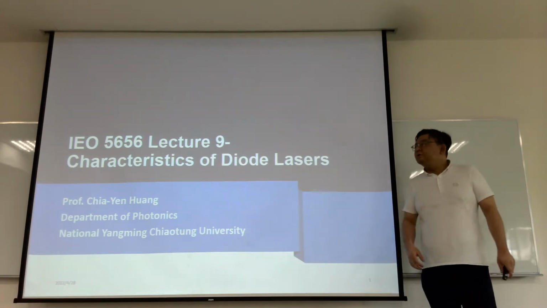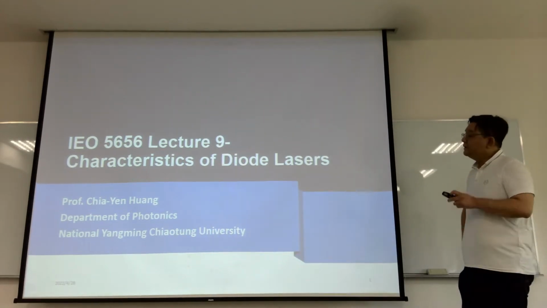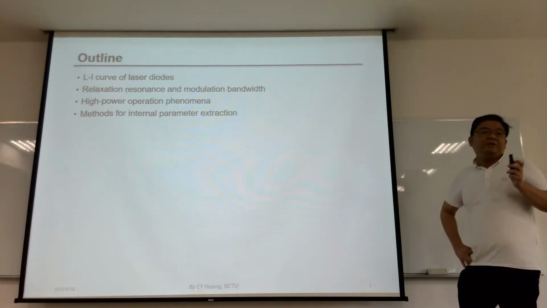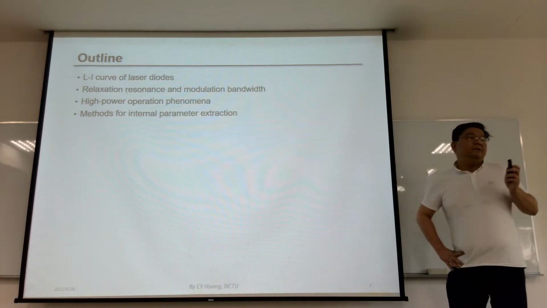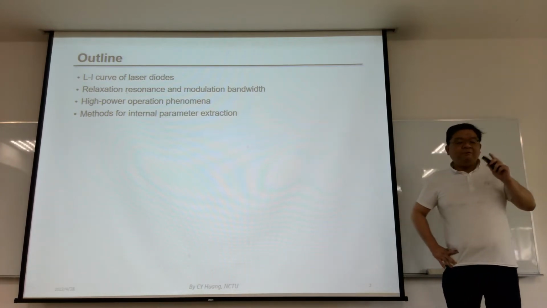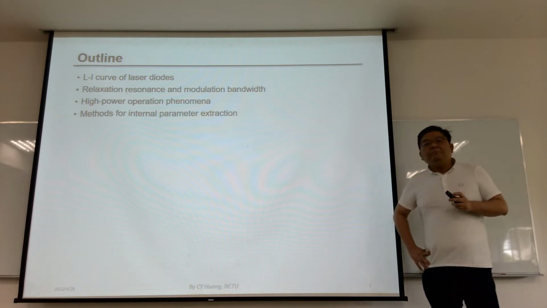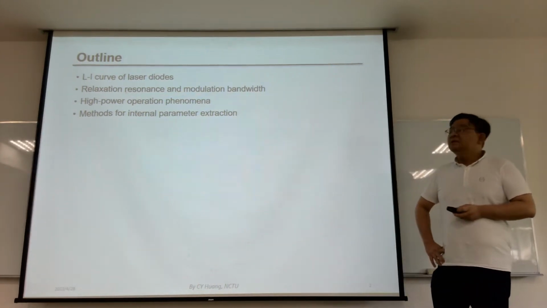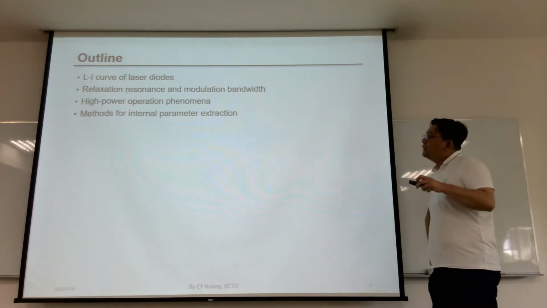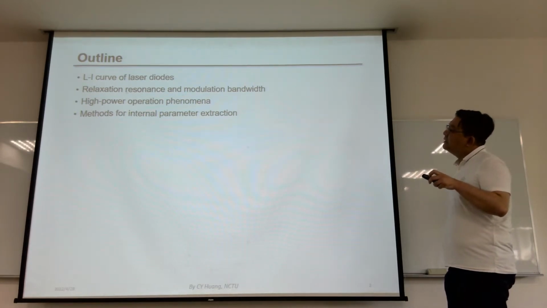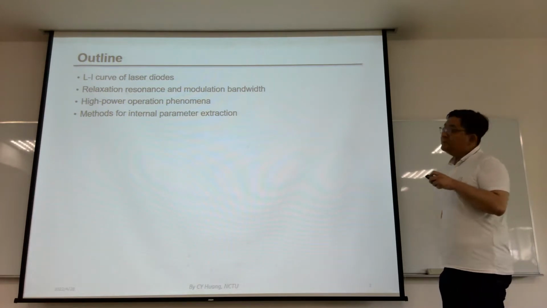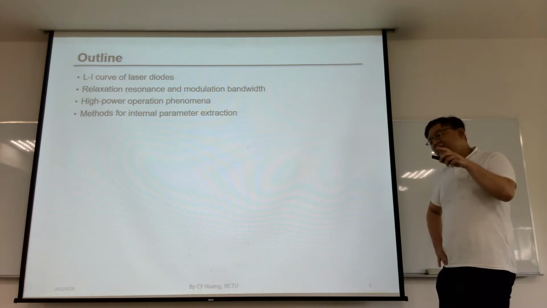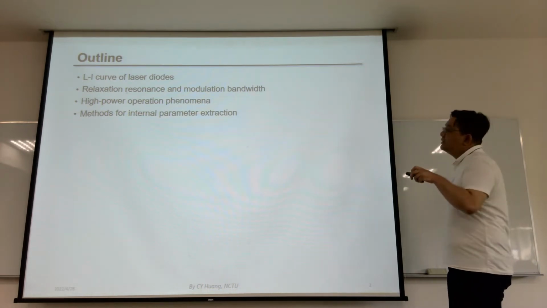So today we are going to talk about the characteristics of the diode laser. Last week we discussed the coupled rate equations in the diode laser, especially one for carrier and one for photon. But it hasn't come out how the LI curve looks like. So this week we'll start with the LI curve of the diode laser and the speed of the diode laser, because the high speed is the core of modern telecommunication technology.